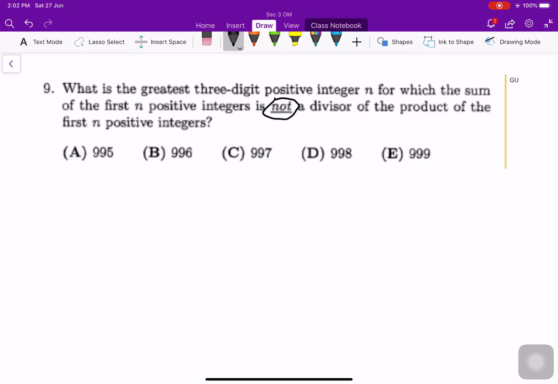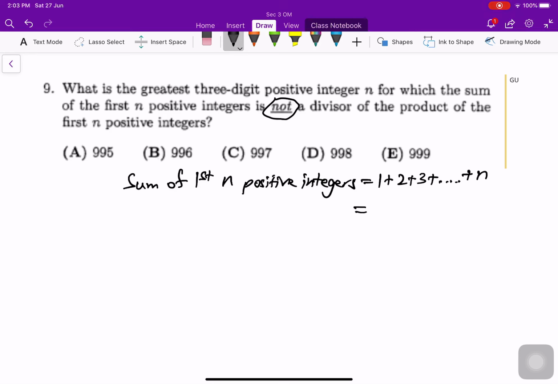Therefore, in this case, let's look at the sum of the first n positive integers. That will be just equal to 1 plus 2 plus 3 all the way until you get n, right? And that is just equal to n times n plus 1 divided by 2, right?